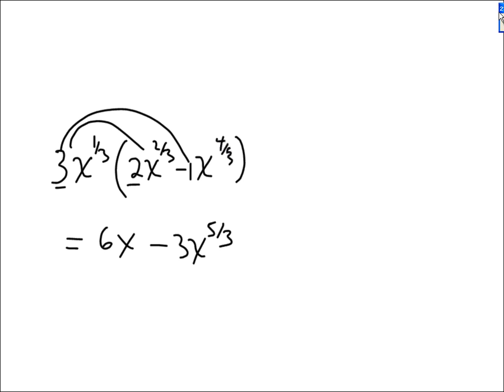Okay, that finishes this section on rational exponents.